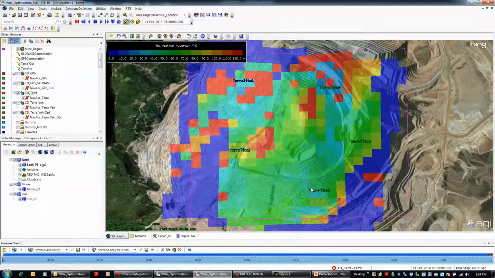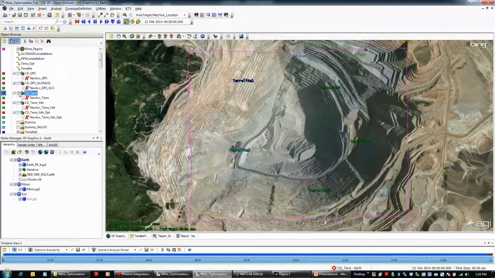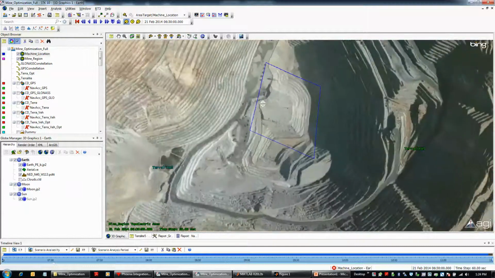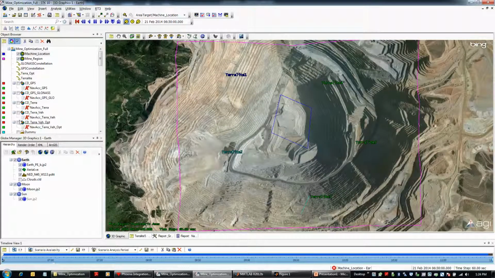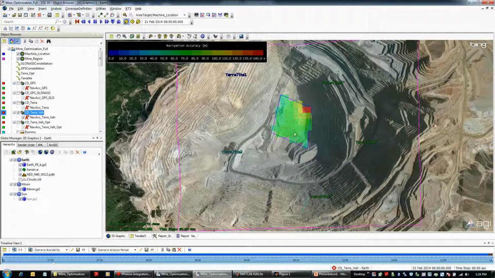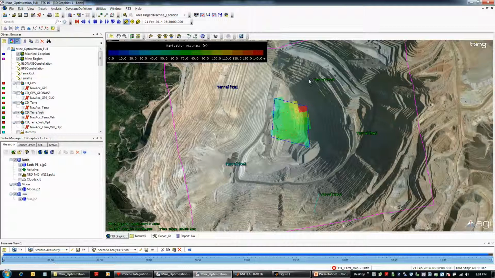So in real cases there is no need to consider the entire region. We just need to find the navigational accuracy only at the region where the machine will be located. For example, if our machine is located in this particular region, we need to find only the navigational accuracy of that region. So you can see that using these 5 terralites, this will be the navigational accuracy of this region. At some places, maybe in these places, it's very low. It may be because some of the terrain is getting obstructed.